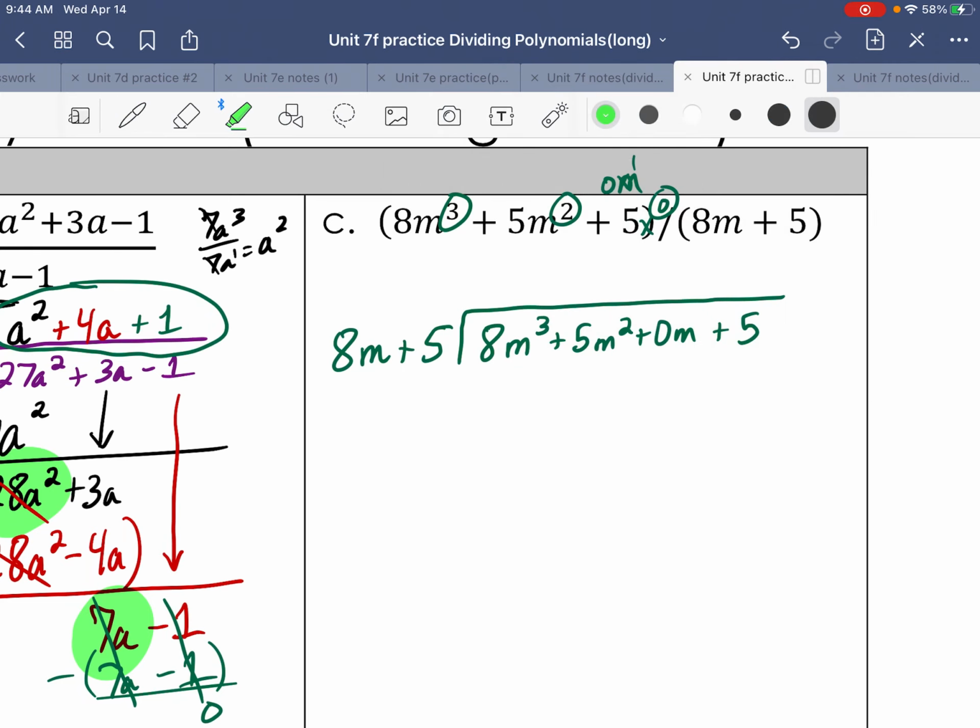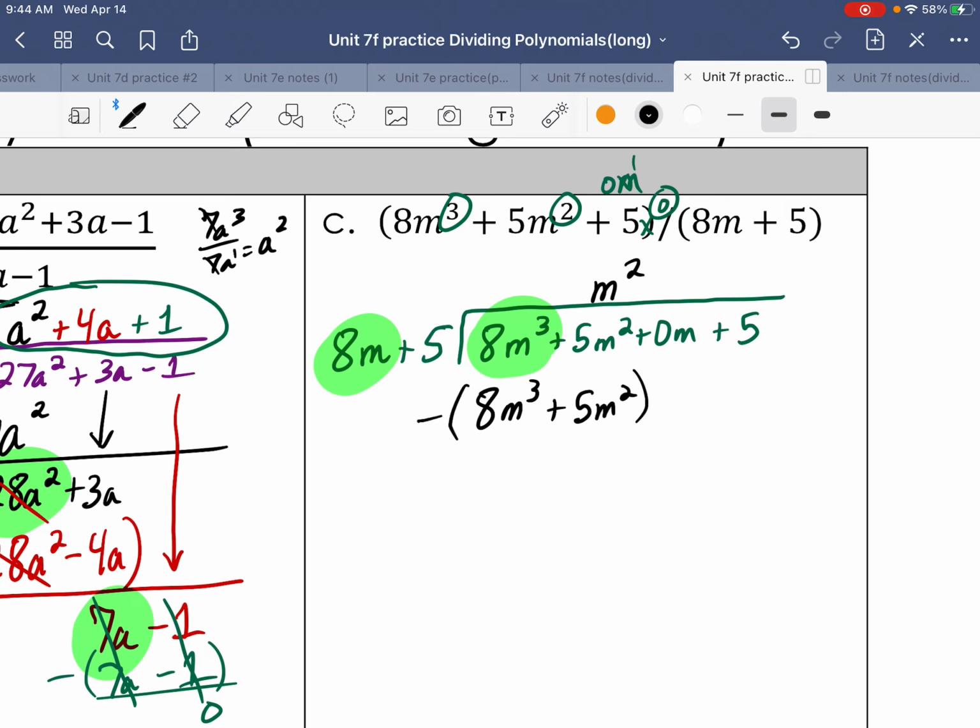All right, let's divide first term divided by first term. 8m to the third divided by 8m is m squared. Now multiply back down, distribute. M squared times 8m is 8m to the third. Look at vertically, those match up, that's perfect. M squared times 5 is 5m squared. And now we're going to subtract.